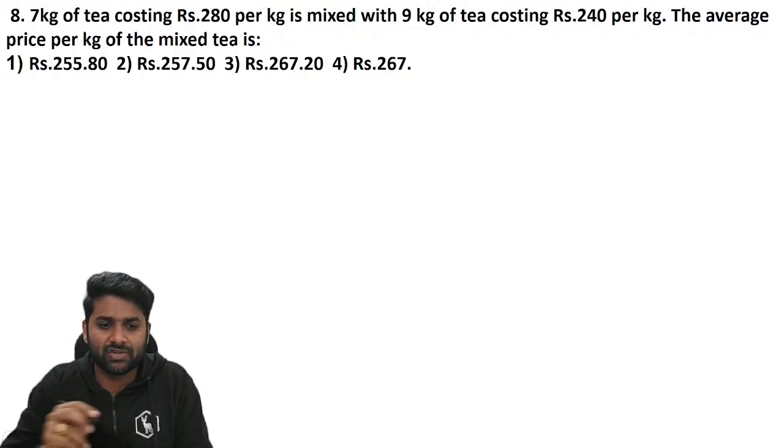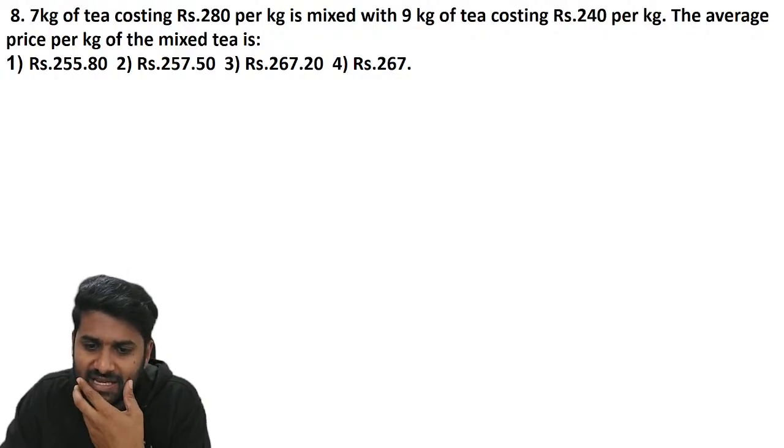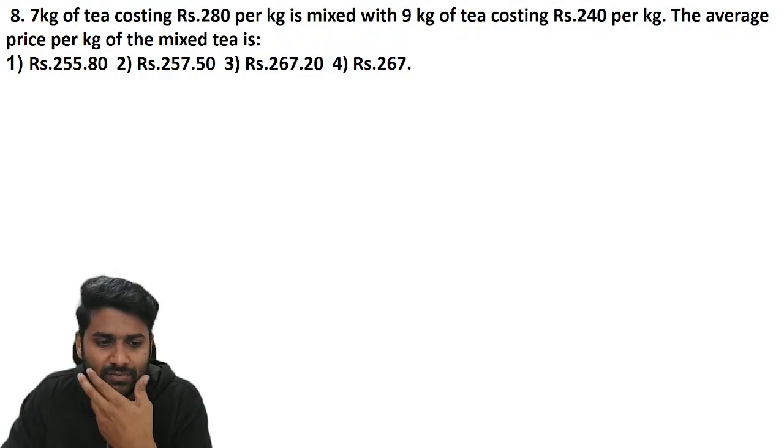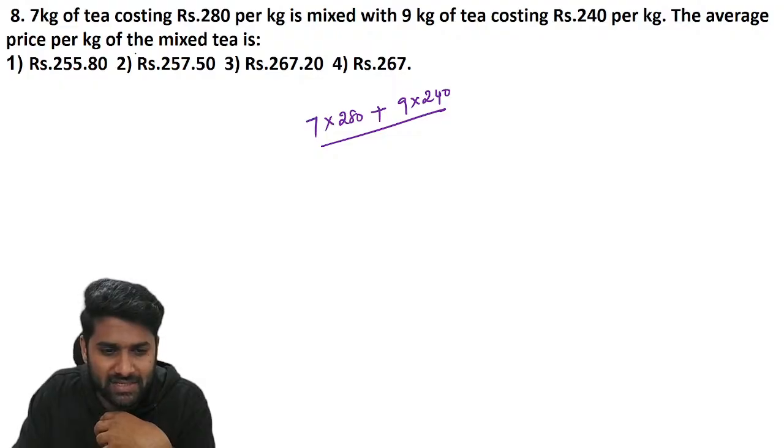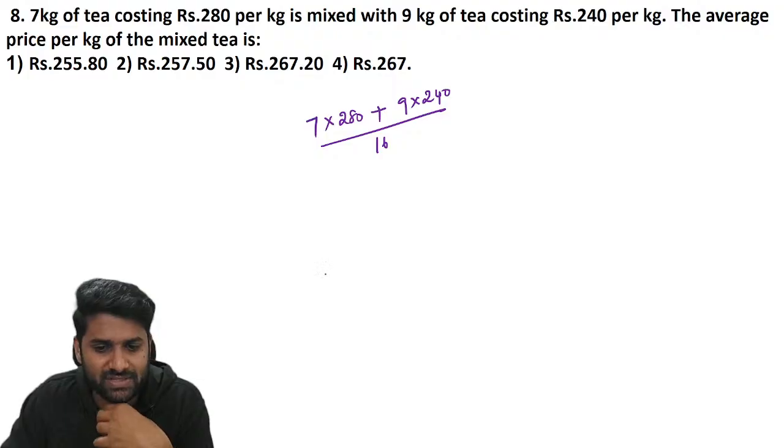7 kg tea, cost of 280 per kg. Mix it with 9 kg of tea, 240 per kg. What is the average price? So average price is all about 7 into 280 plus 9 into 240 divided by total quantity, and they clearly mention that what is the average price. Total quantity is 16 units.